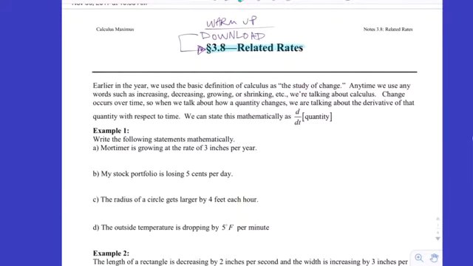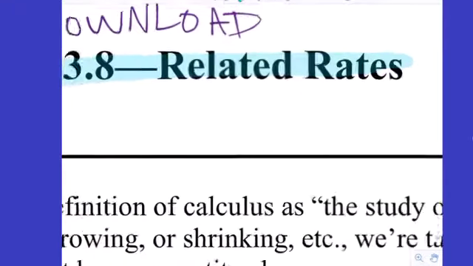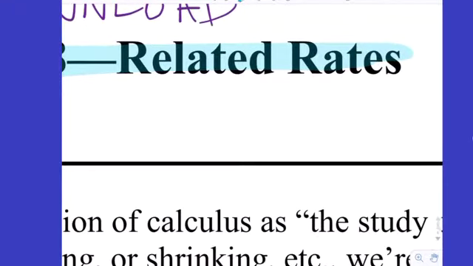The last section of chapter 3 is one of my favorites. Of course, they're all my favorites, but still, that is the truth. That 3.8 is one of my favorites. Related rates. So as I mentioned earlier, if you had a really good time with optimization, the good times are going to continue to roll right into related rates.